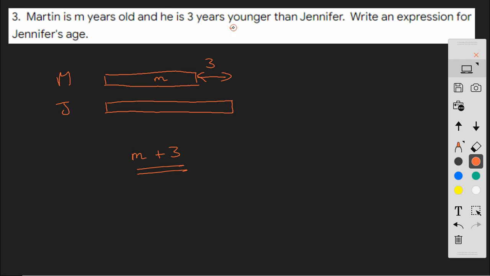Now it's very easy, because we see younger, we tend to think, oh, that's going to be a takeaway 3. But once we look at the picture, of course Martin is indeed Jennifer minus 3. So if we were calling this J, then Martin is indeed J minus 3, but we're asked for Jennifer's age, which is M plus 3. And the nugget to go away and practice is on algebraic expressions.